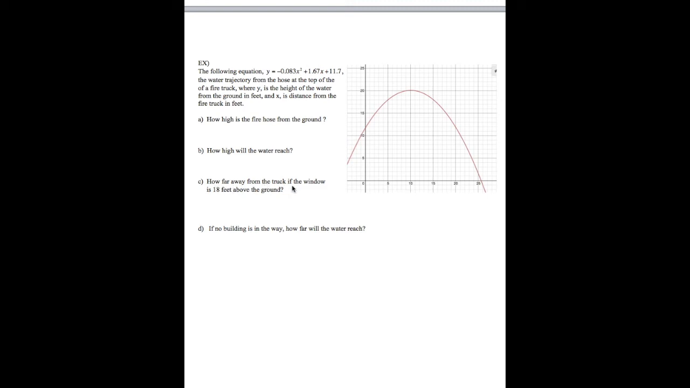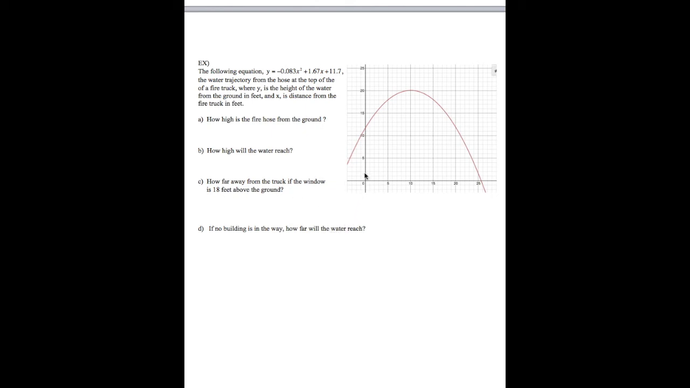How far away from the truck? How far away from the truck if the wind, oh boy, bad English. You can tell I'm getting tired. All right, so how far away from the truck does the water have to be if it's going to hit a window 18 feet above the ground?